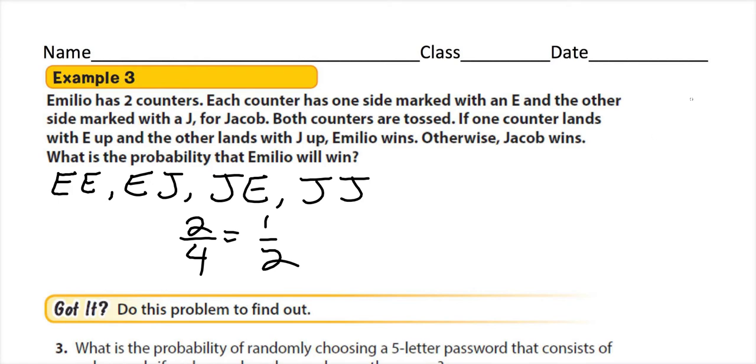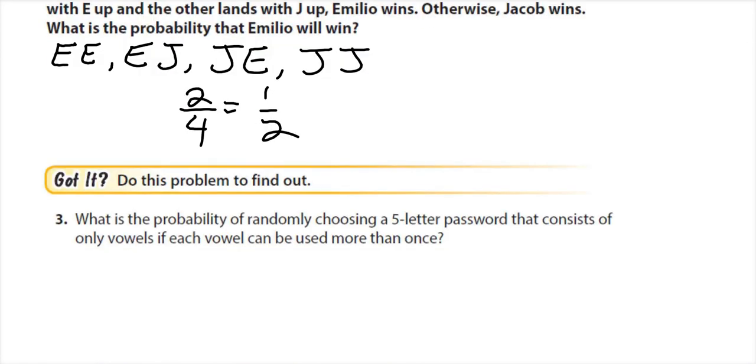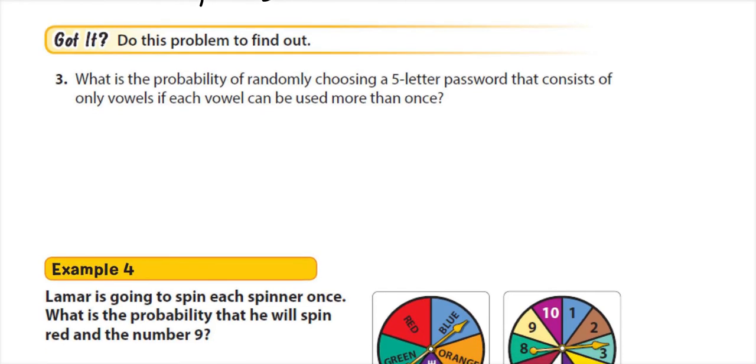All right, number 3 on the Got It question. All right, go ahead and pause it and try this one. And let's take a look. So it says, what is the probability of randomly choosing a 5-letter password that consists of only vowels if each vowel can be used more than once?